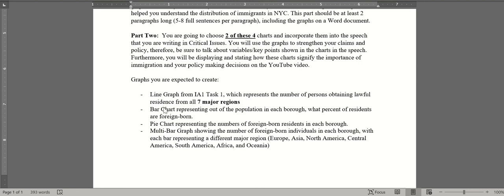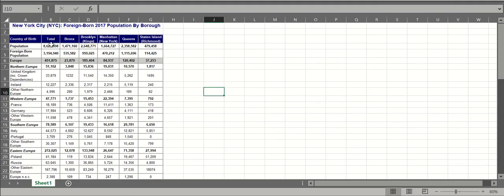Another graph I want you to create is a bar chart representing, out of the population in each borough, what percent of residents are foreign born. So the top line is the population. Out of the population of each borough, what percent are foreign born? So remember how to calculate percentages. This is your total and this is your partial. Out of your entire total, what percentage is your partial?